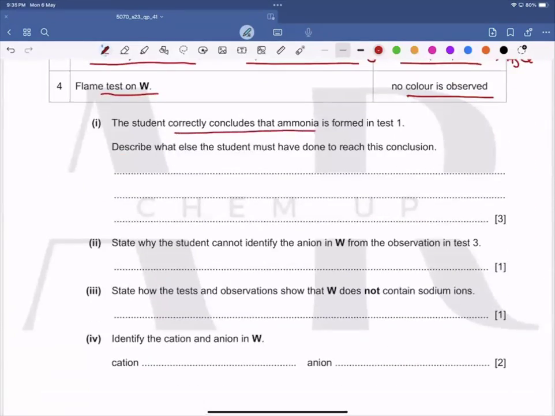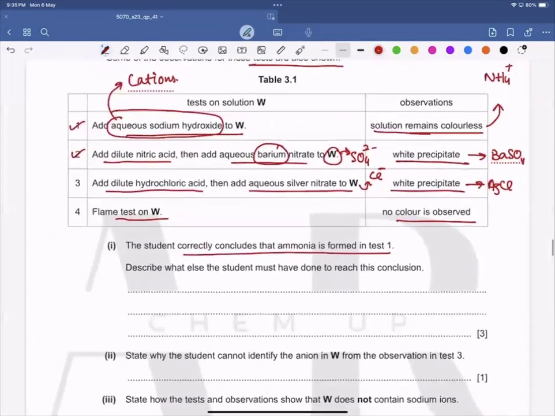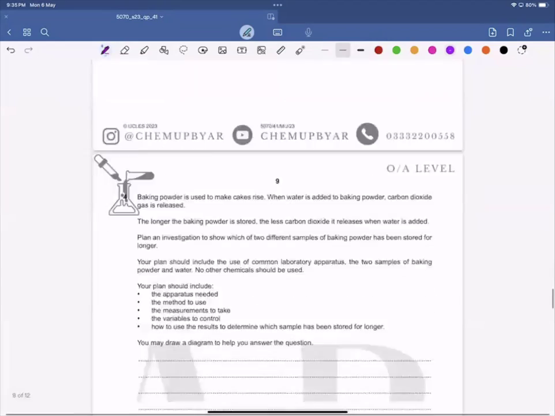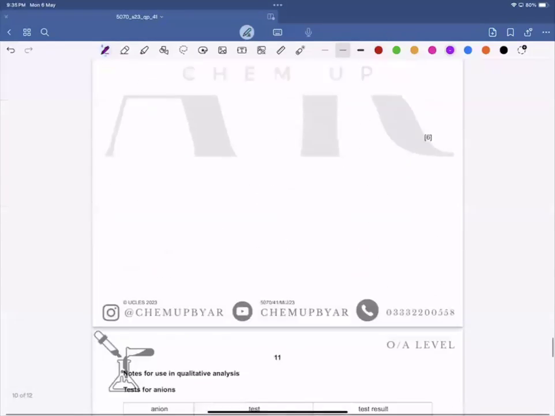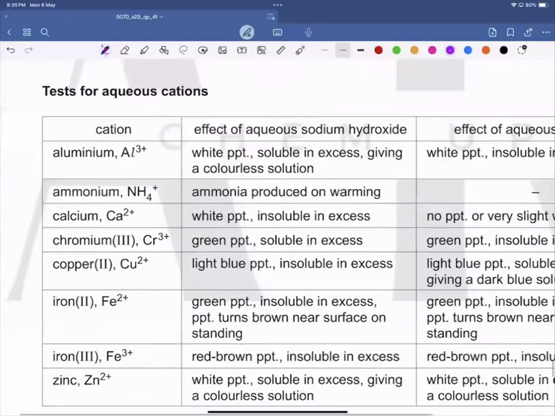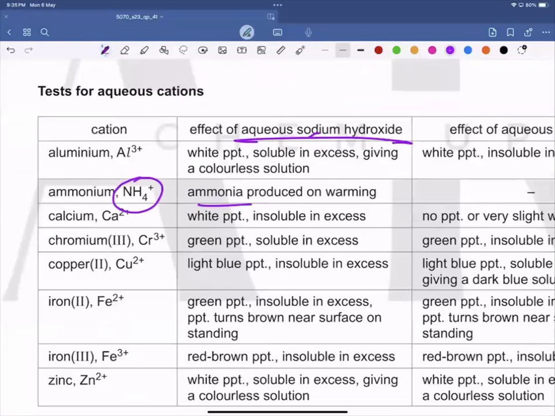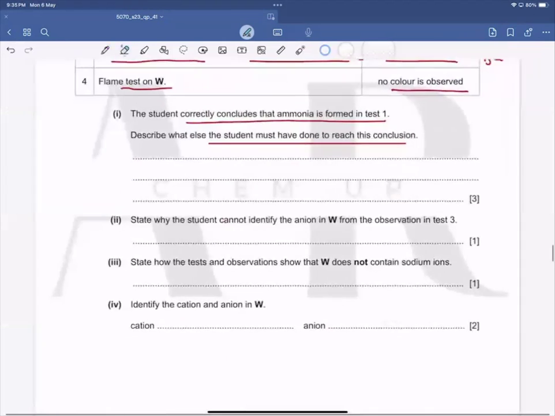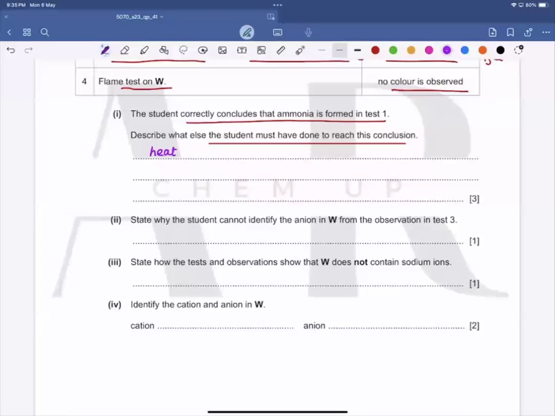Now, the student correctly concludes that ammonia is formed in test 1. Describe what else a student must have done to reach this conclusion. With ammonium, on adding aqueous sodium hydroxide, ammonia is produced on warming if there is an ammonium ion. So I'm going to write this: heat or warm the solution.